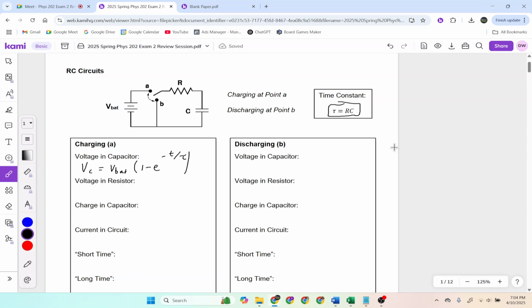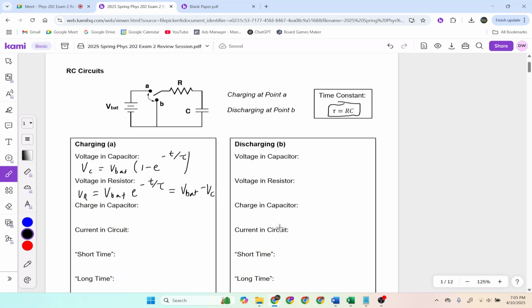Then we have voltage in the resistor. Voltage in the resistor is going to be VR equals V battery times just e to the negative t over tau, no 1 minus. You can also write this equation like this: V battery minus VC. That makes sense because it's the battery minus the voltage in the capacitor. They have to add up to the battery, so battery minus capacitor leaves you with the resistor.